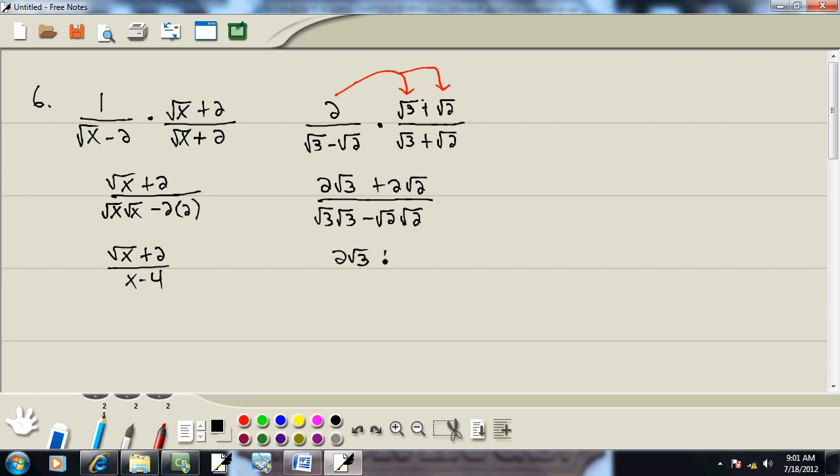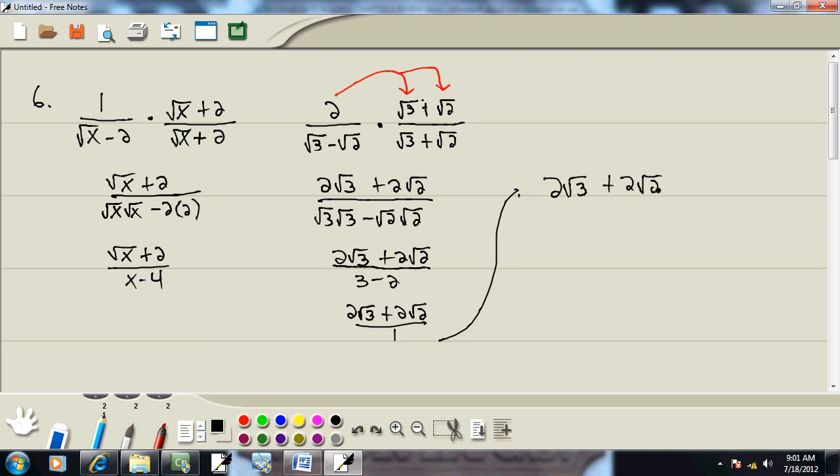So we've got 2 square root of 3 plus 2 square root of 2. And square root of 3 times square root of 3 is 3, minus square root of 2 times square root of 2 is 2. So that gives us 2 square root of 3 plus 2 square root of 2 over 1. Which just gives us 2 square root of 3 plus 2 square root of 2. And that's our answer.